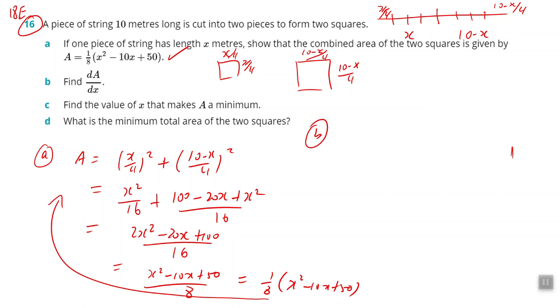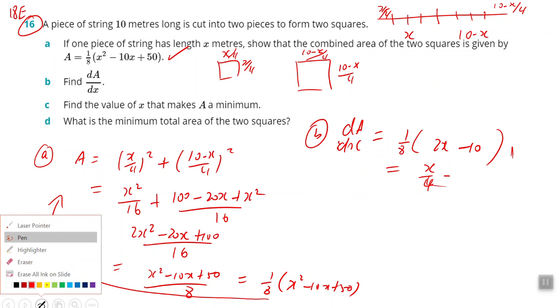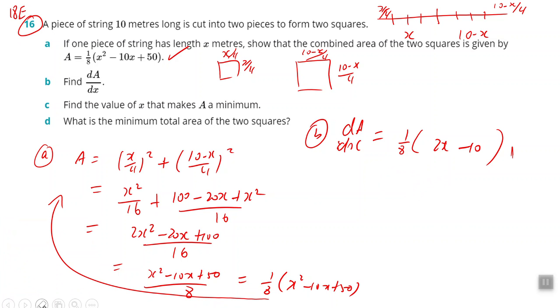And part B, we're trying to find dA/dx. So dA/dx is given by, we can essentially leave the 1/8 out, it's 2x minus 10. If I were to simplify that, I can take a factor of 2 out, so that will be a quarter times (x minus 5), which would be my dA/dx.